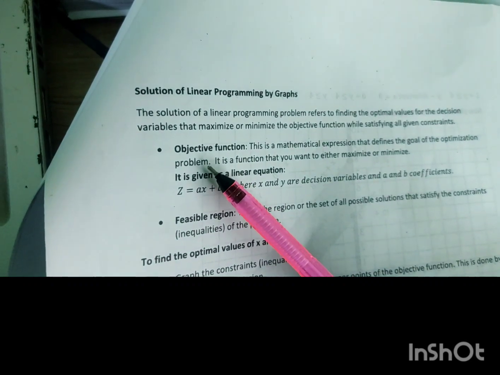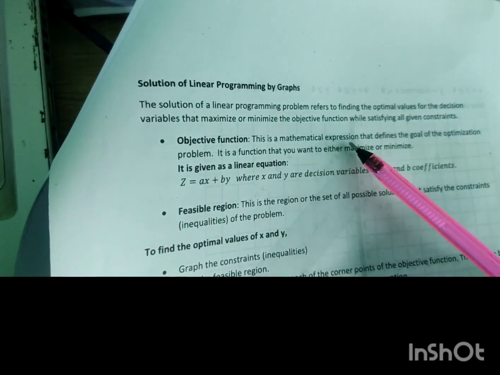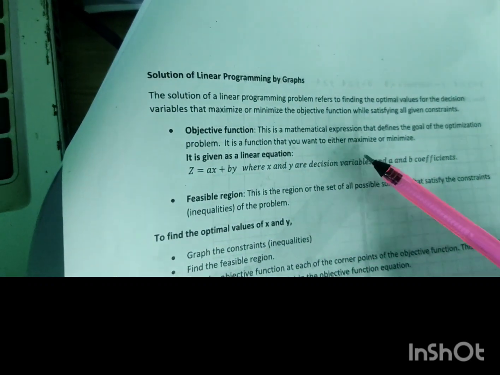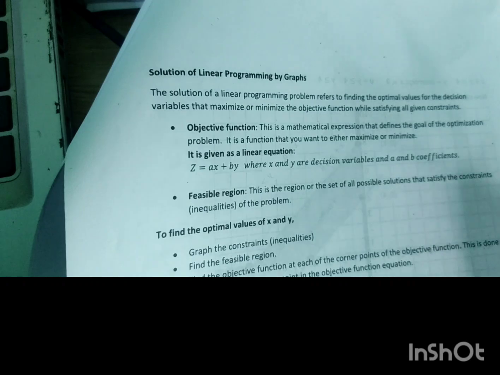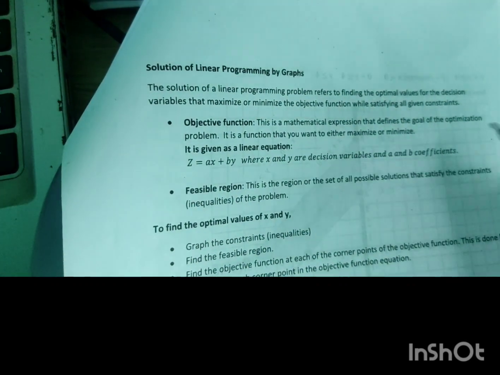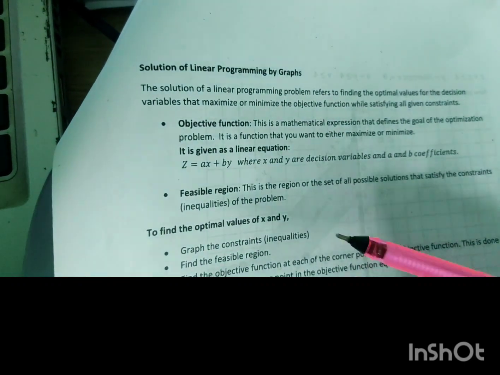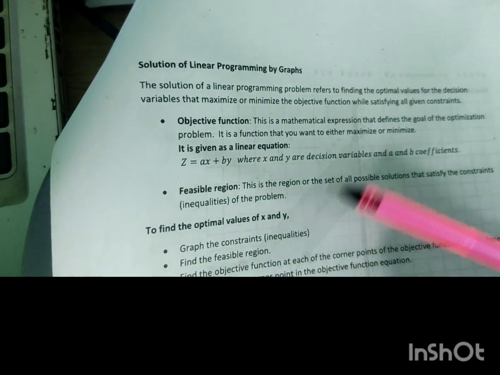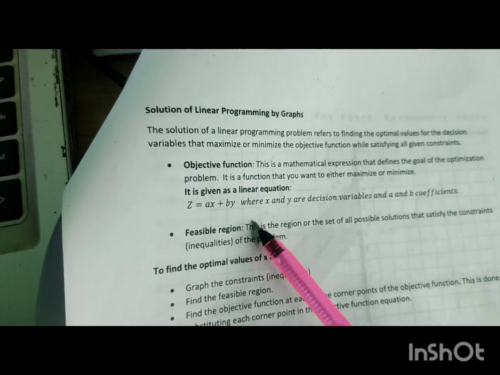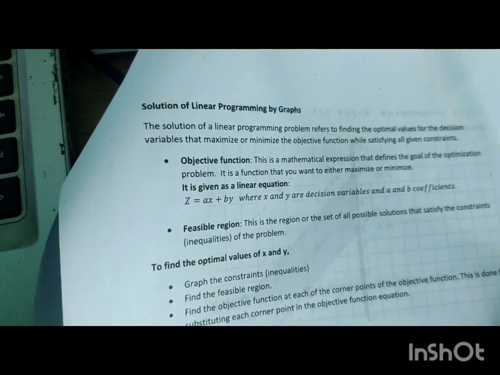We have the objective function. We say that it is a mathematical expression that defines the goal of the optimization problem. It is a function that you want to either maximize or minimize. That means it's just a kind of equation. I'm going to show you later in the example that you either want to maximize or minimize. It equals ax plus by, where x and y are decision variables and a, b are coefficients.